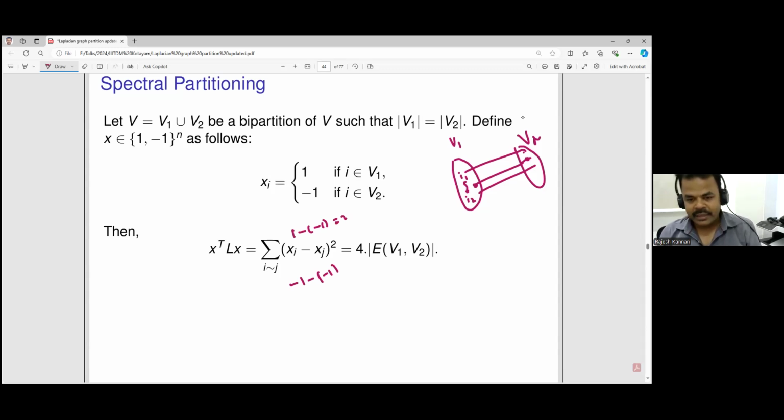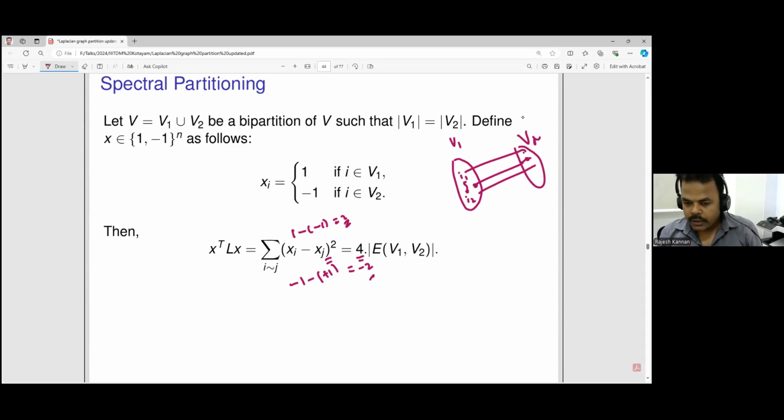So one end is -1, the other end should be +1, because I'm considering the crossing edges. In this case also, I'm getting -2. I'm squaring here, so it doesn't matter whether I get 2 or -2. I square and I'll get 4. So corresponding to every crossing edge, I will get 4.